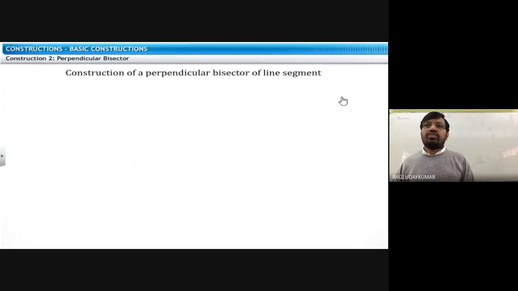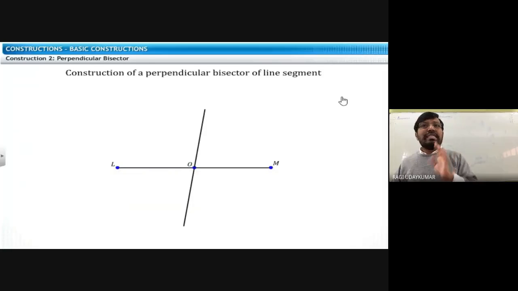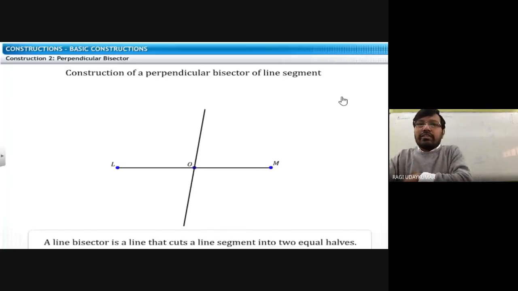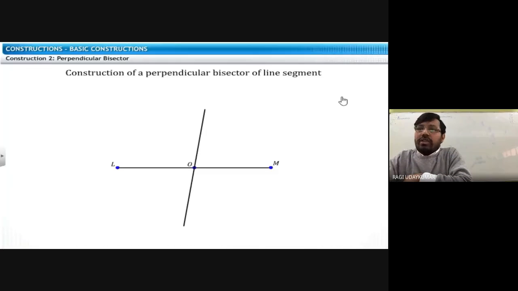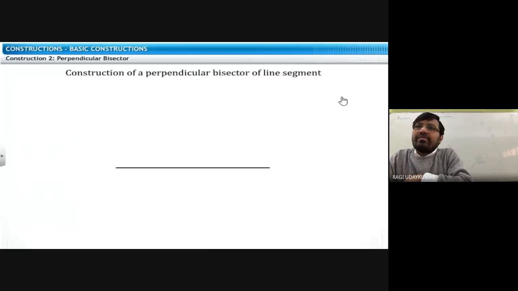Perpendicular bisector, now let us move to the perpendicular bisector. A line draw करो, or a line segment you draw. To this line segment, this is only a line bisector, but perpendicular नहीं है, because line LM को perpendicular नहीं लगे. A bisector line which is perpendicular होना है, 90 degrees होना है, इसको थोड़ा सा घुमा दो, then 90 degrees हो गया. So this is called perpendicular as well as bisector, right angles में cut होता है. So a perpendicular bisector is a line that divides the line segment into two equal halves.